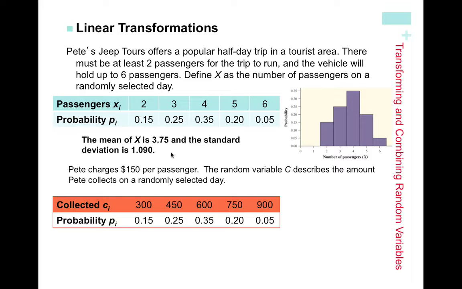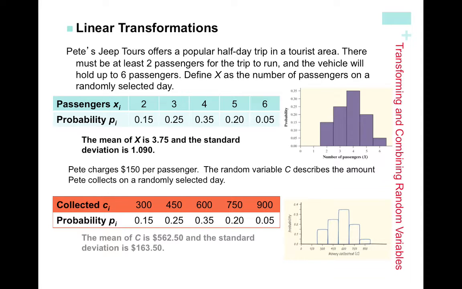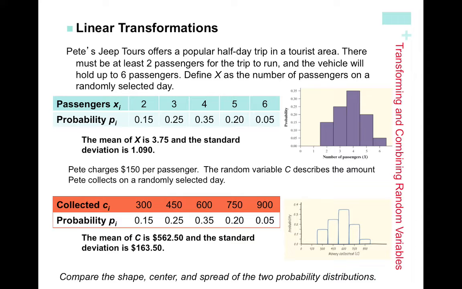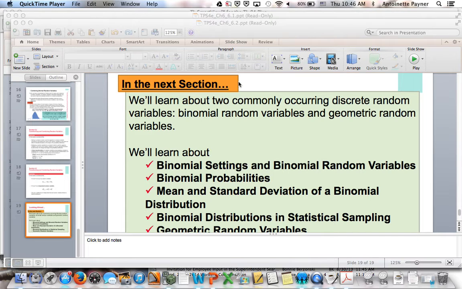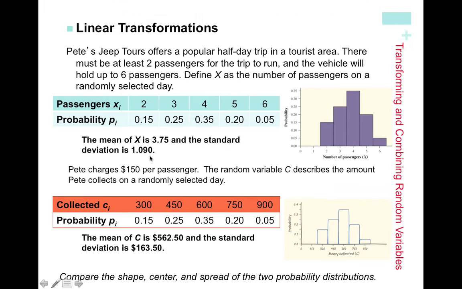If he charges $150 per passenger, then all I need to do is take 150 times the number of passengers. So those would be my new values there. My histogram looks the same, so the shape didn't change. The mean changed by multiplying it by 150. The standard deviation also changed by multiplying that number by 150.